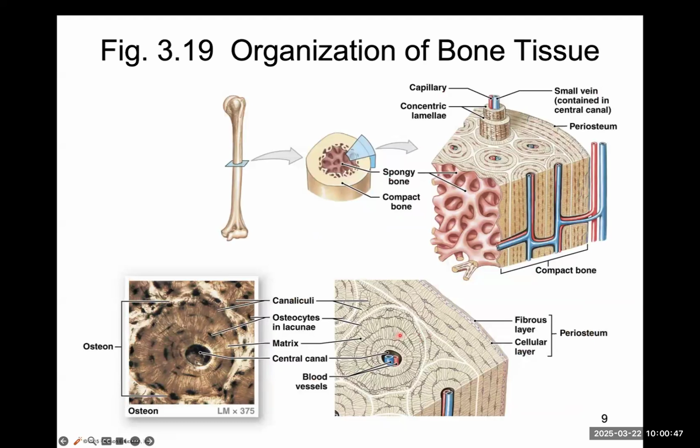So here's a cross section of bone. This is a humerus bone. And if you cut it like this, you have a cross section of the bone. And then you have this component called the compact bone. That's the hard part on the outside. And then you have this sponge-like bone on the inside, or looks like bubbles or sponge. That's called spongy bone.